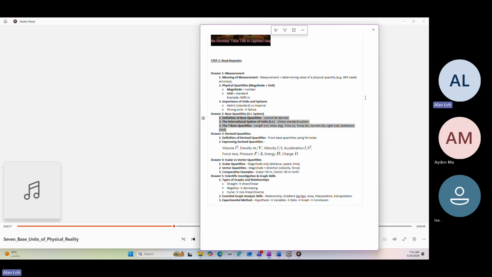Wow. Okay, so those 7 base quantities cannot be derived from anything else. Nope. They are the absolute bedrock of physical reality. Okay, so if those 7 base quantities are the core letters of our universal alphabet, then derived quantities are the words we spell with them. That's a perfect way to look at it. We build complex concepts by multiplying or dividing those core letters, like volume is just length cubed.